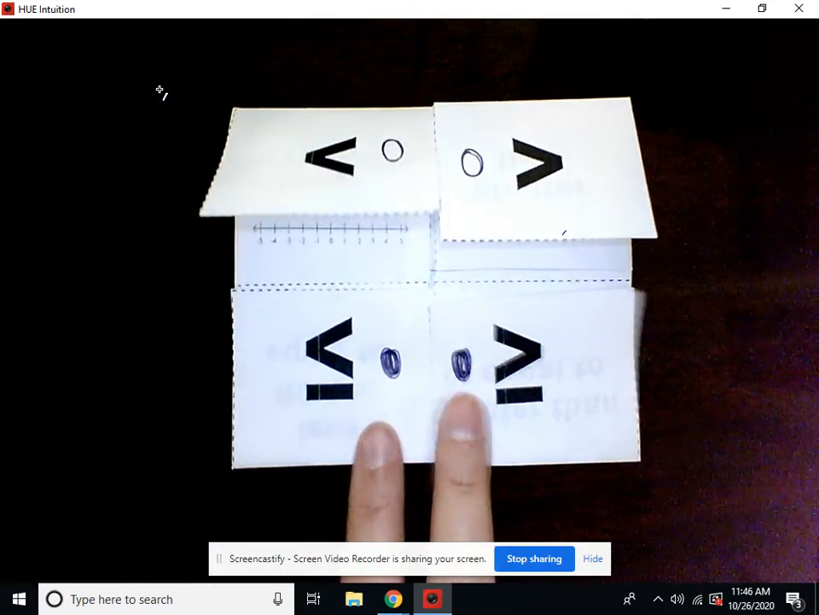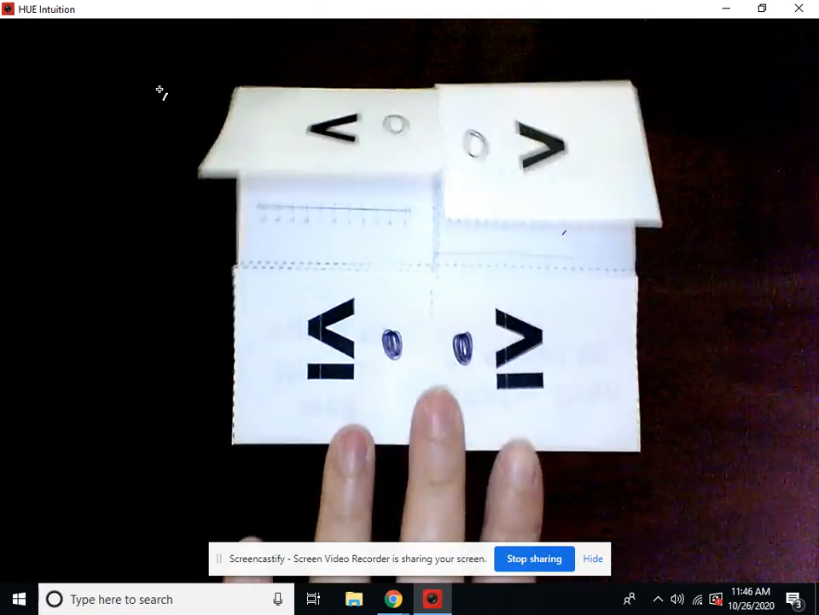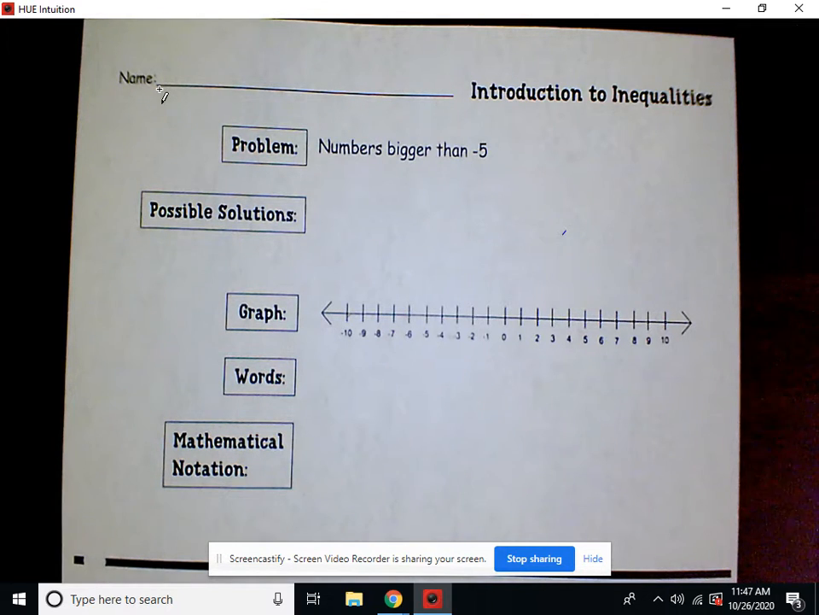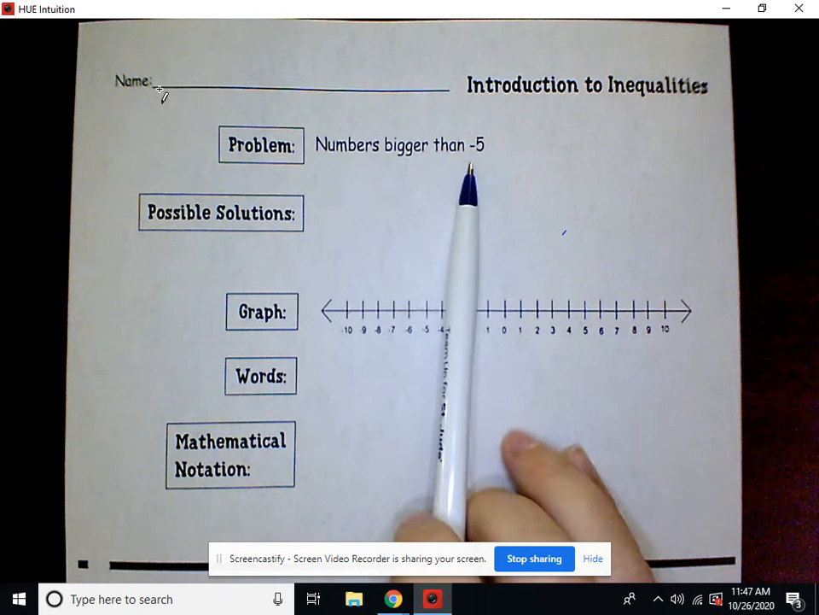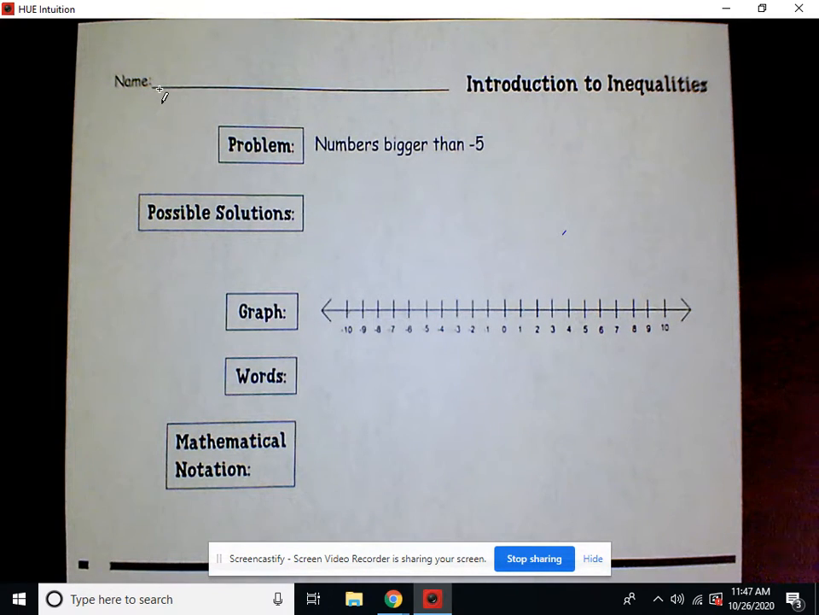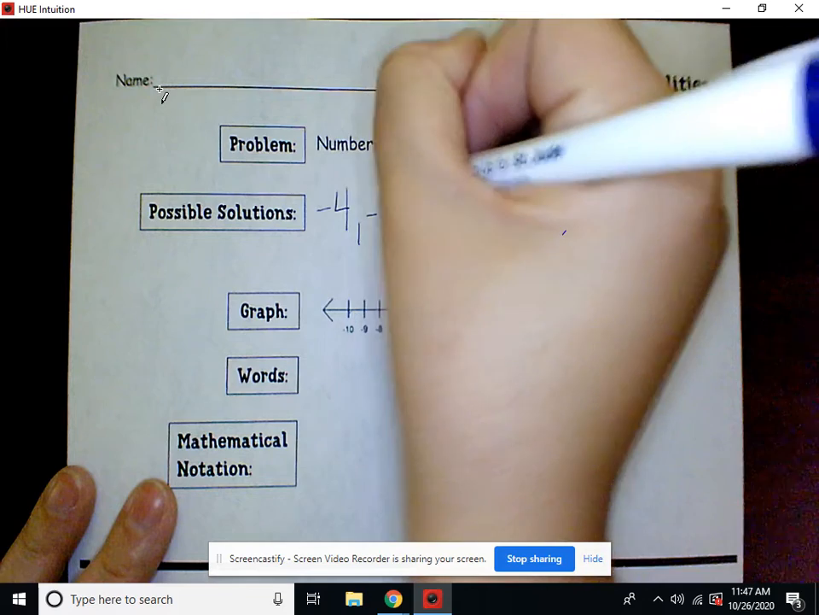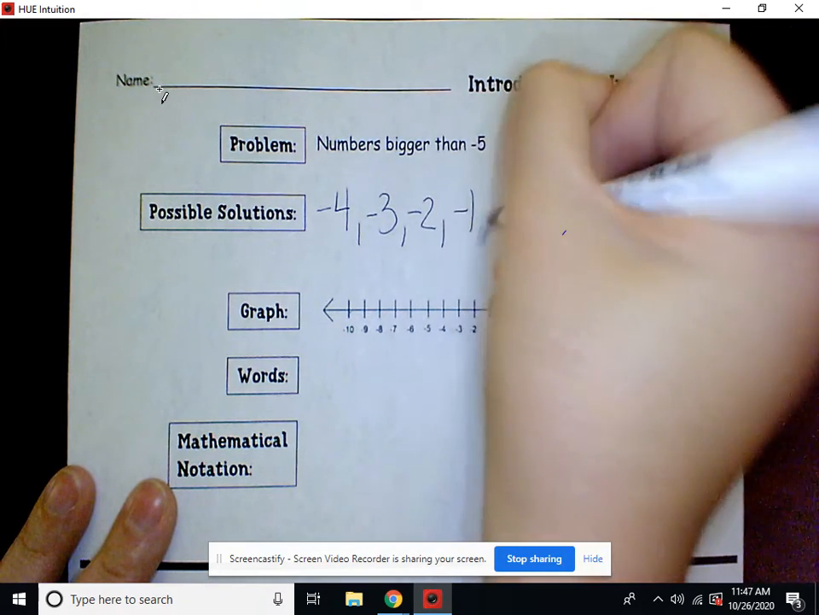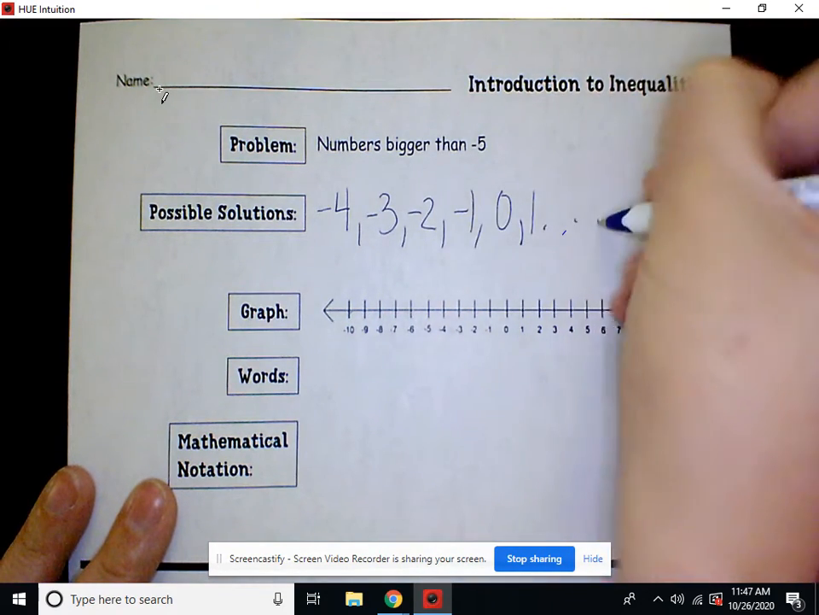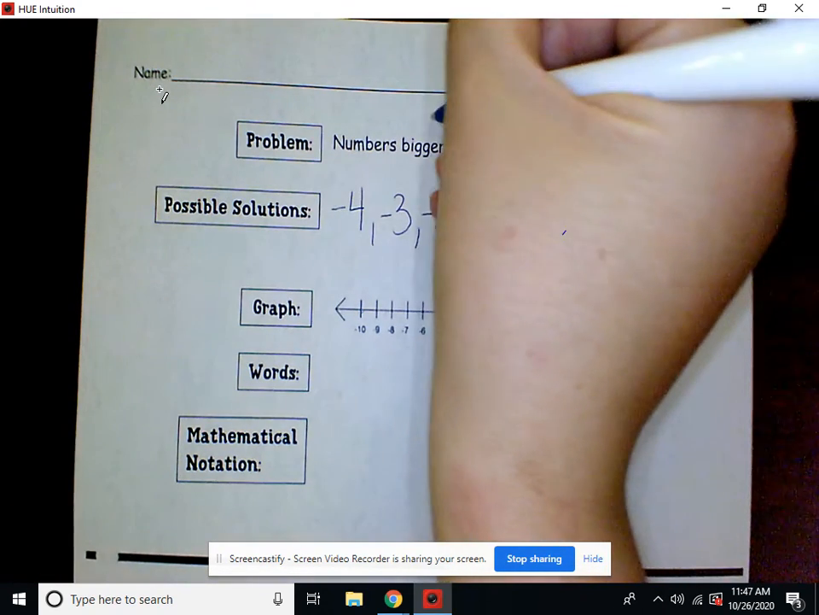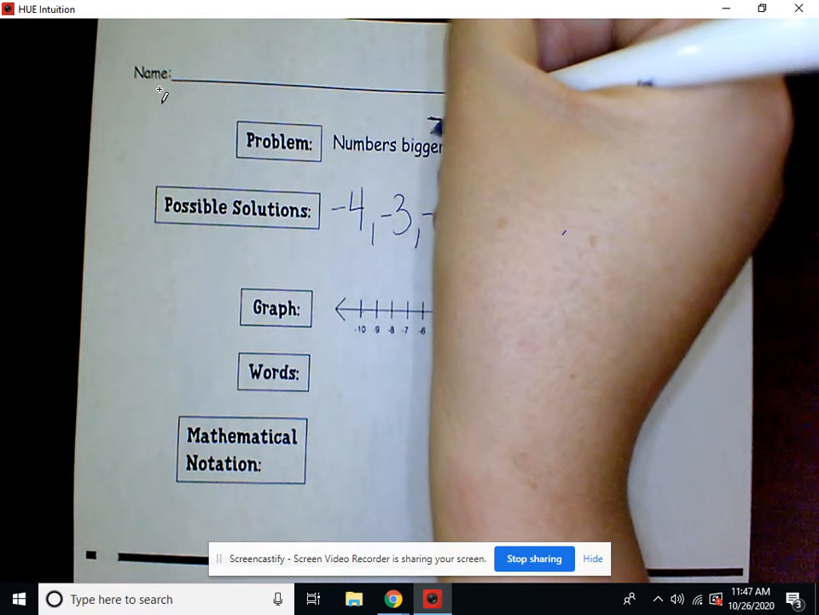Okay. So let's look at our other page. We'll come back to this. Okay, so inequalities. So these are going to have lots of different answers. So it says numbers that are bigger than -5. What are numbers that are bigger than -5? -4. -4 and above. So -4, -3, -2, -1, 0, 1, on and on and on. So multiple numbers. Okay.